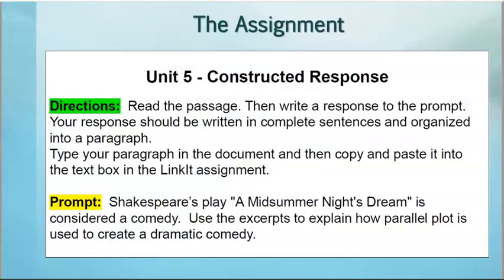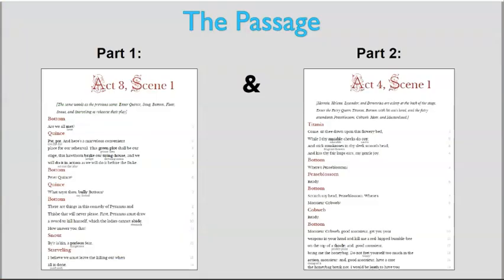So the assignment, Unit 5 constructed response directions. Read the passage, then write a response to the prompt. Your response should be written in complete sentences and organized into a paragraph. Type your paragraph in the document and then copy and paste it into the text box in the Linkit assignment. The prompt, again: Shakespeare's play, A Midsummer Night's Dream, is considered a comedy. Use the excerpts to explain how parallel plot is used to create a dramatic comedy.